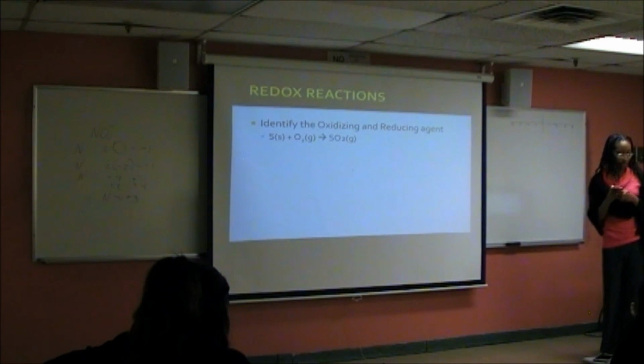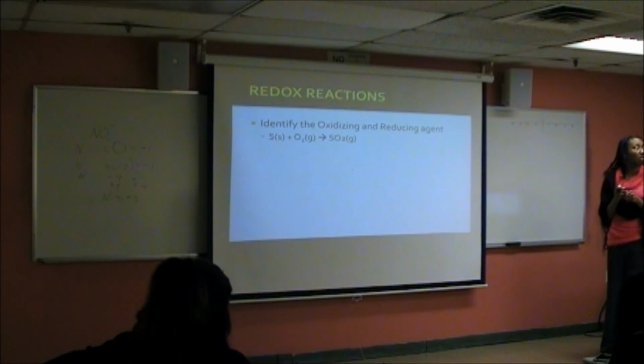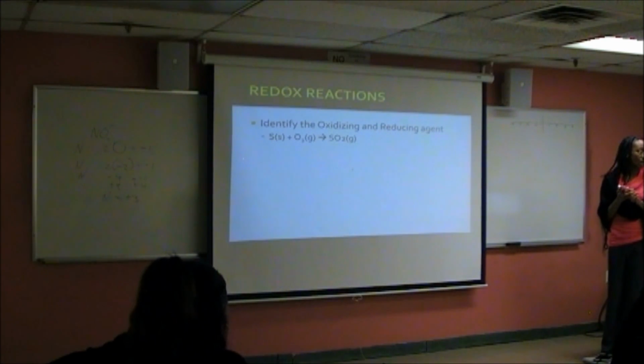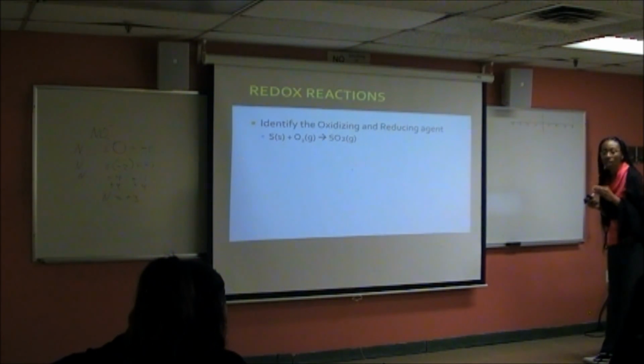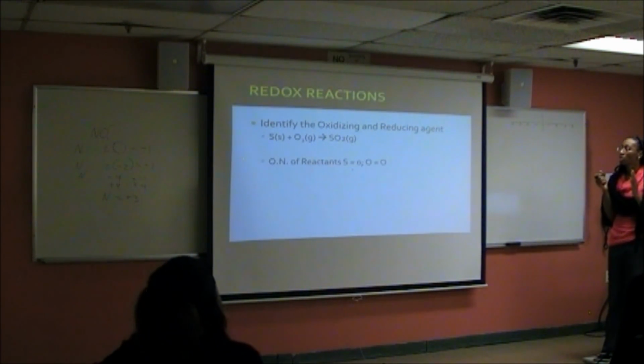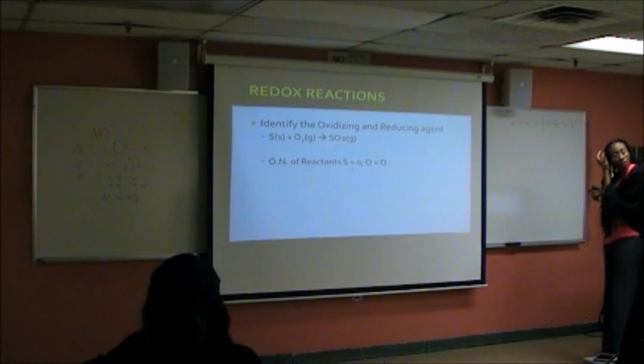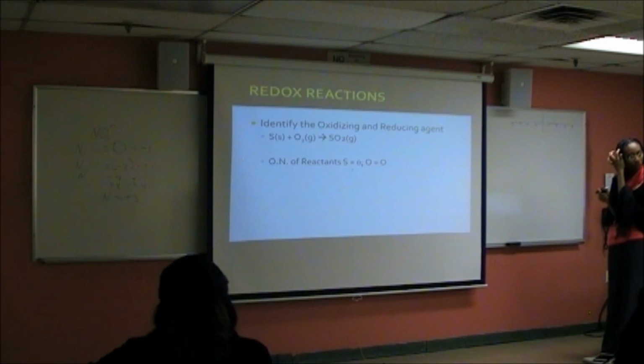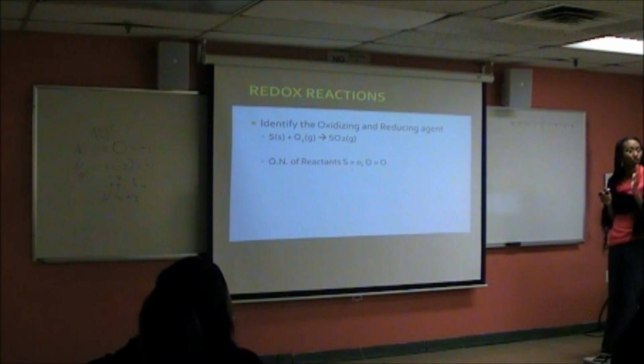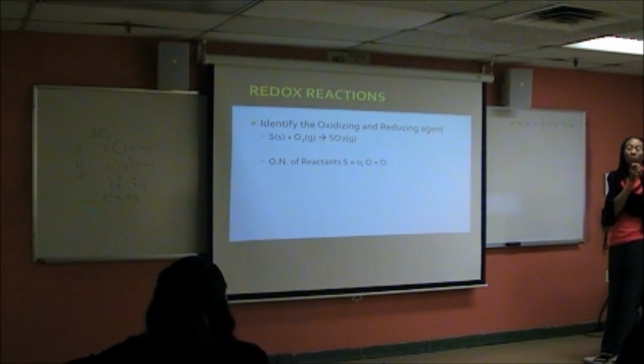Sulfur is 0. Why? By rule, because it's by itself. Rule 1. O2 is also by itself, so it's 0 as well. So both sulfur and oxygen gas are 0. What about sulfur dioxide? What is oxygen in sulfur dioxide? -2. Therefore, what is sulfur? +4.